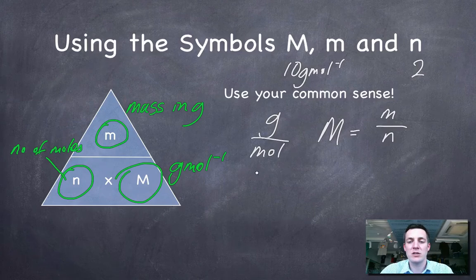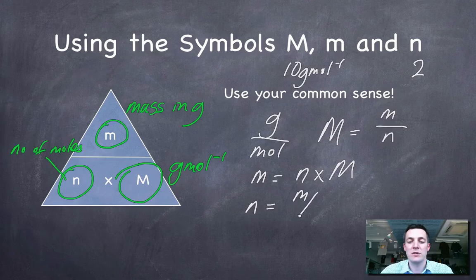So in other words, if someone's asking you the mass of something, you're taking the number of moles and multiplying it by the molar mass. Okay, so a common sense approach to this allows us to figure out the formulas that we need. And then I could rearrange this to find n, the number of moles, and that would be little m divided by big M. Or I could use the units to decide what the triangle is going to look like.